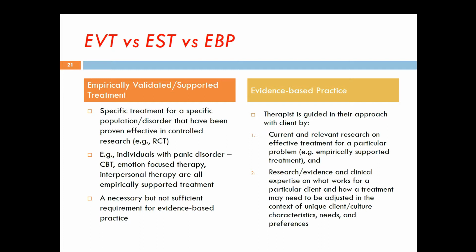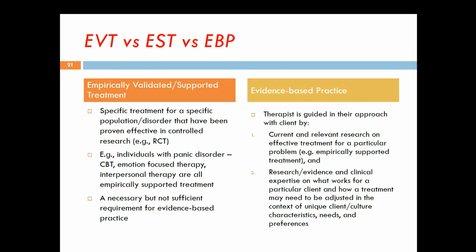Now, empirically validated or supported treatment forms the basis of our EBP when we choose what type of intervention to start with. These are the ones that we pick up. Okay, so we don't just pick any intervention. Based on evidence, the evidence mostly will be empirically validated studies. The evidence typically consists of empirically validated or supported treatment. These are necessary but not sufficient requirements for evidence-based practice.